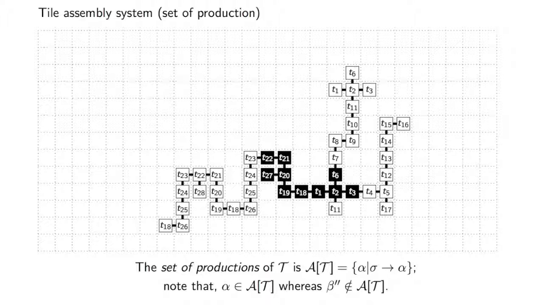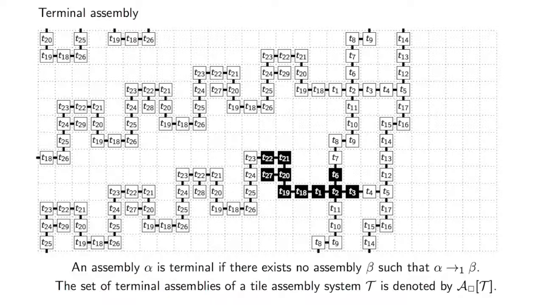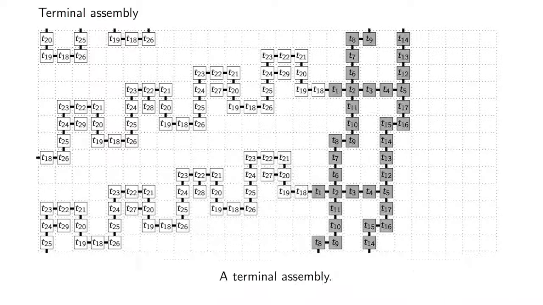The set of productions designates all the assemblies which are producible from the seed. Among these producible assemblies we are interested in some specific ones called terminal assemblies. A terminal assembly is an assembly where no more tile can be attached. In this example, we represent an infinite terminal assembly producible by our tiling system. Let's explain the structure of this terminal assembly.